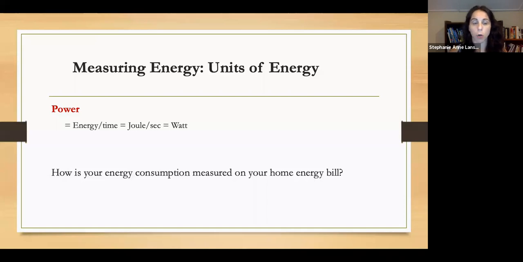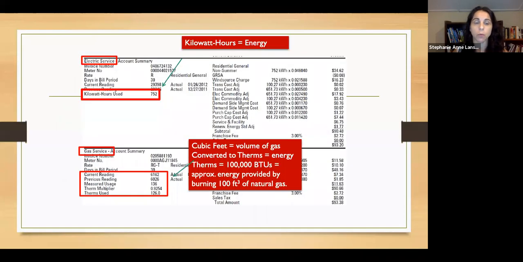So when we look at our home energy bill, we can see that for our electric service, we get our home energy use in kilowatt hours. So that is an energy, that's the total amount of energy provided, okay? We also get our gas bill, for example, in cubic feet, which is converted, in the US, to therms, which is, again, an energy unit.